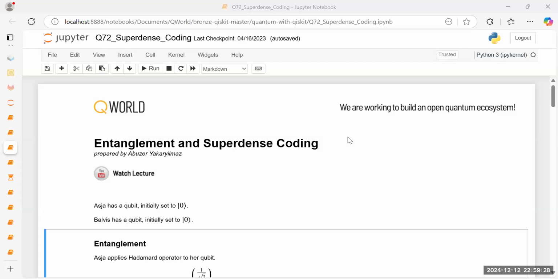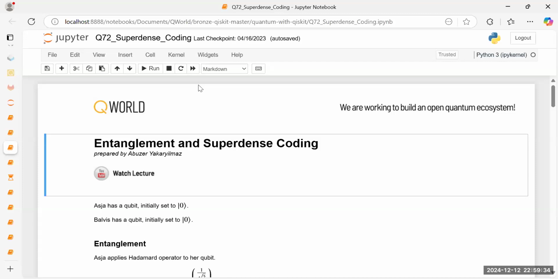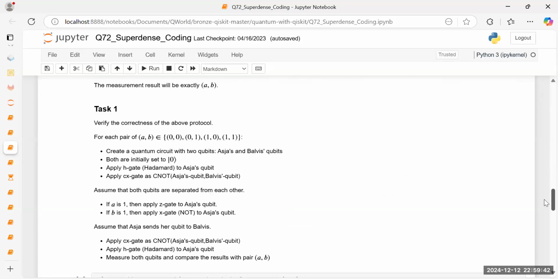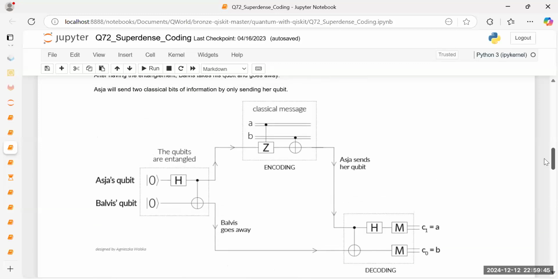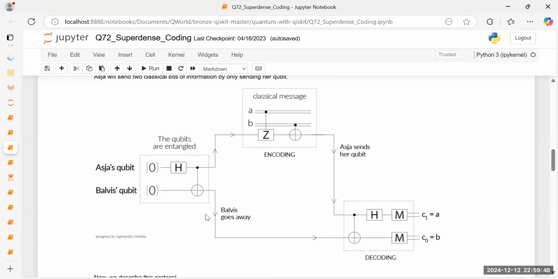Okay, so someone is asking, can I explain again how to send 1-1 in this quantum communication? Okay. So I'm going to explain this using the diagram, and I'll still explain it using the states. So here, we have Asha and Balvis, and they've created an entangled pair and gone to separate locations. And Asha wants to send 1-1 to Balvis.